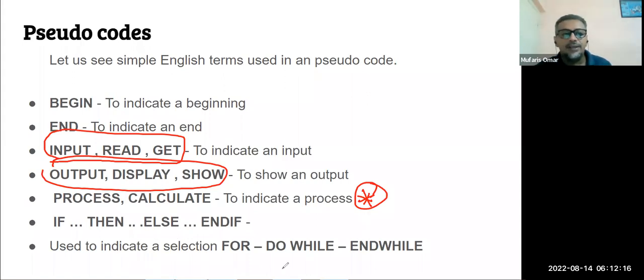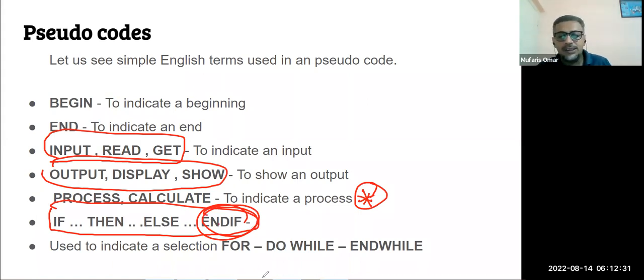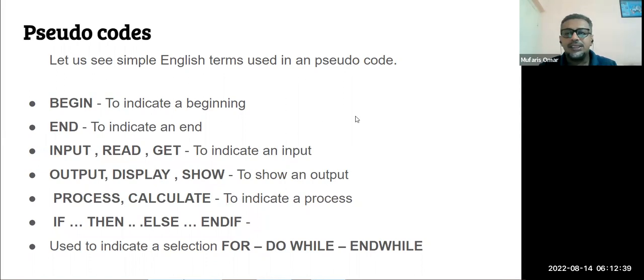Is that clear? Then I think we also discussed conditions: if then, and a special word to end the if statement, end if. But we have not discussed the last part, the loops, so we'll come to that later. So this is basically what pseudocode is.